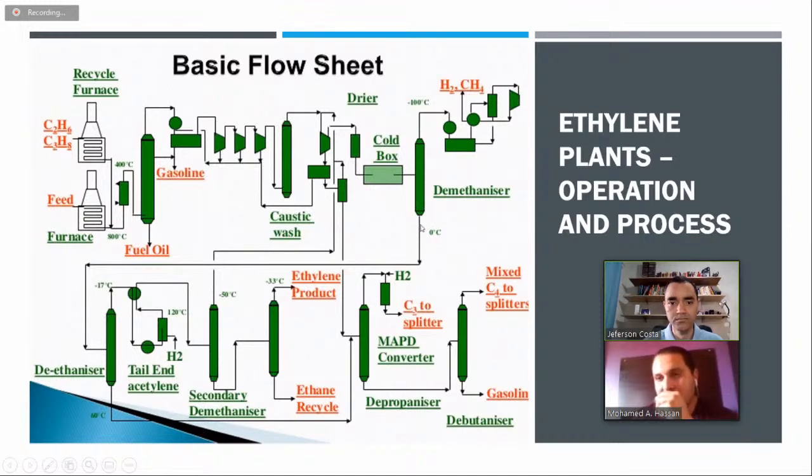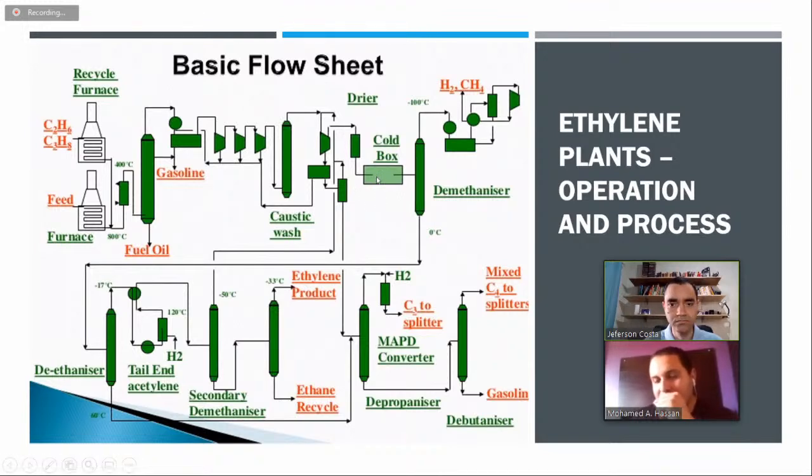The bottom product of the demethanizer should be free from methane, and the spec is a maximum of 500 ppm of methane, and then the bottom of the demethanizer is sent to the deethanizer. The demethanizer is a distillation column, so we need a reboiler and a condenser. The condenser of the demethanizer normally is a kind of hydrogen expander.